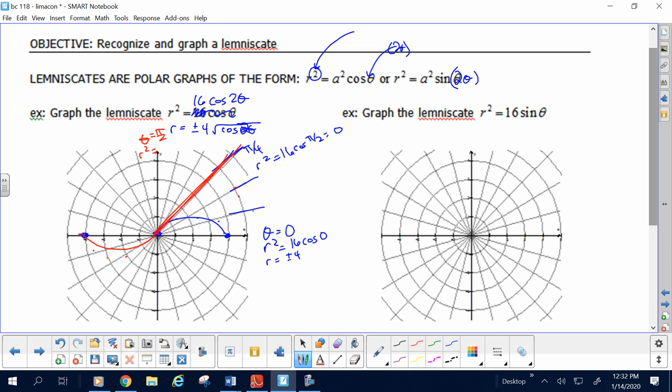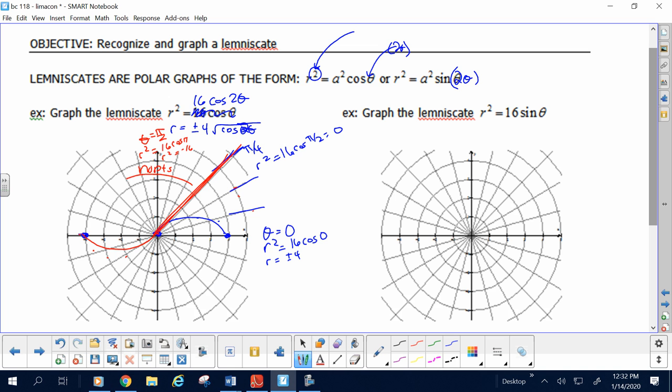Now, say you put in pi over 2. R squared is 16 cosine 2 pi over 2, which is 16 cosine pi. 16 cosine pi is negative 16. Well, what do you make out of that? No, yuck. That's imaginary, okay? So there are actually no points in between negative pi over 4 and pi over 4 until this negative issue works out. When will I stop getting negatives and start getting R squared positive?